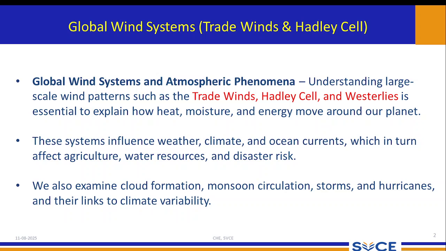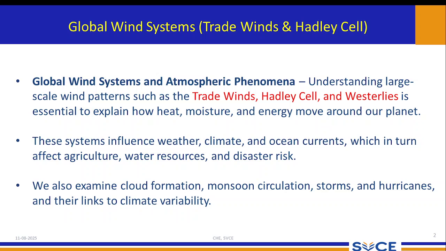So this all influences the trade wind, Hadley cell and westerlies. These systems influence weather, climate, ocean currents, which in turn affect agriculture, water resources and disaster risk. What I would like to say is that the heat, moisture, and energy movement around our planet is very important.